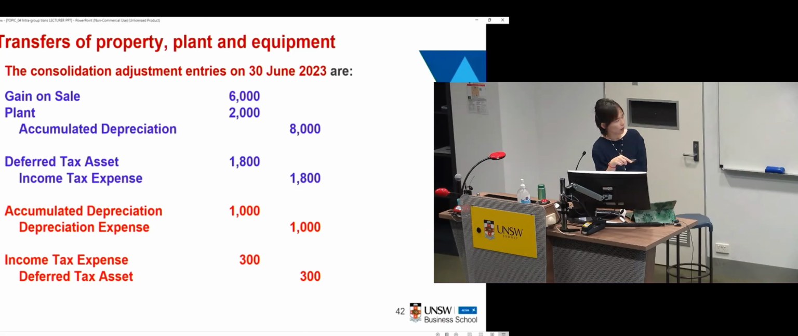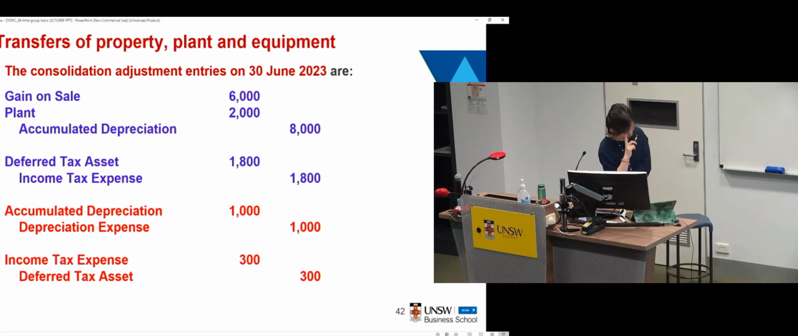Now someone asked me, why not credit DTL? Now be careful. The adjustment of depreciation results in a reversal of the DTA you previously raised, right? As a result of the adjustment of the plant. Now you're not recognizing DTL here. You are reversing the DTA balance you previously raised, okay? So that's the reason why the DTA balance here is reversed by 300, reduced by 300. Okay? Now this is your worksheet entries on 30 June 23.